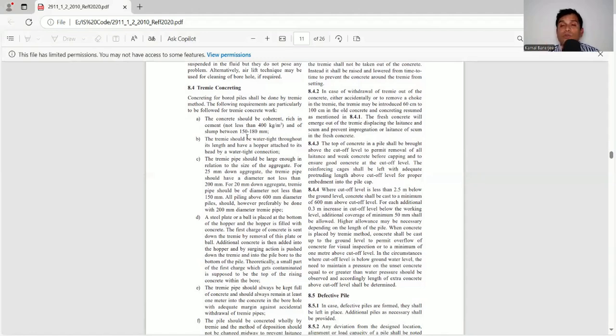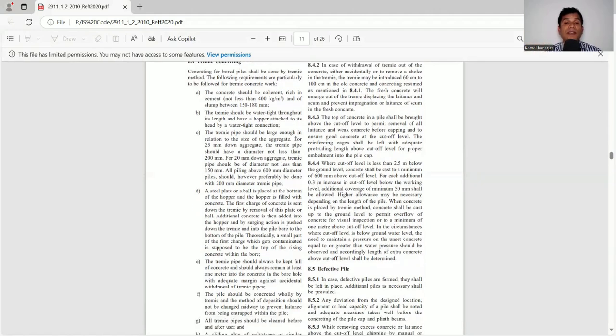The tremie should be watertight throughout its length and have a hopper attached to its head by a watertight connection. So there will be a hopper, and from that hopper the concrete will be poured. The tremie pipe should be large enough in relation to the size of the aggregate. For 20 mm down aggregate, tremie pipe should have a diameter not less than 200 mm. Now, it is very much important what the size of the tremie pipe will be. It depends upon the maximum size of aggregate of the concrete mix. So, if it is 20 mm, that should be 200 mm.